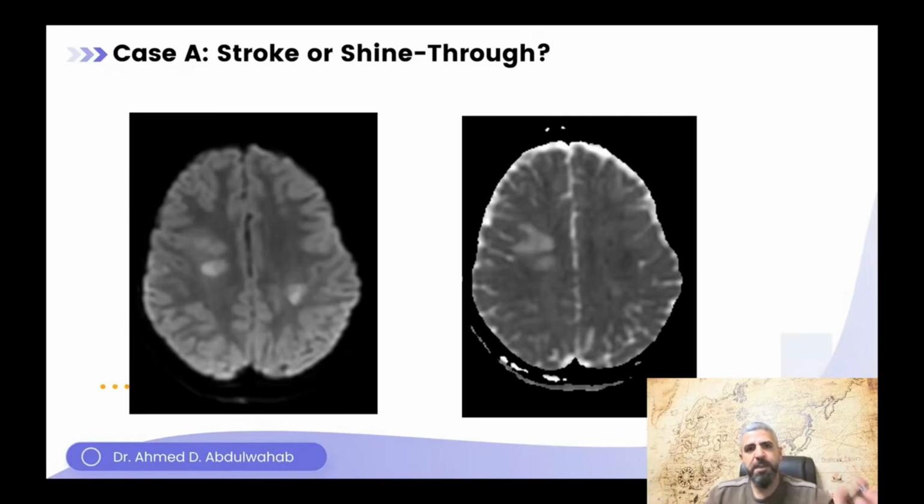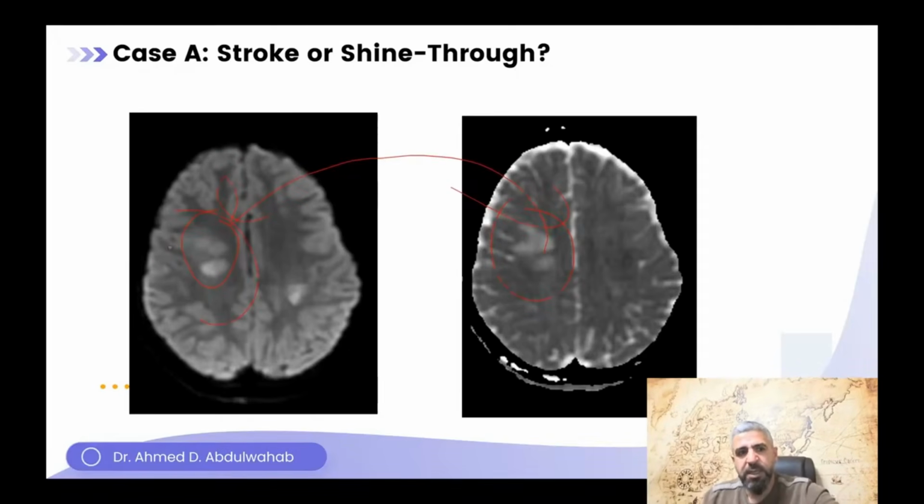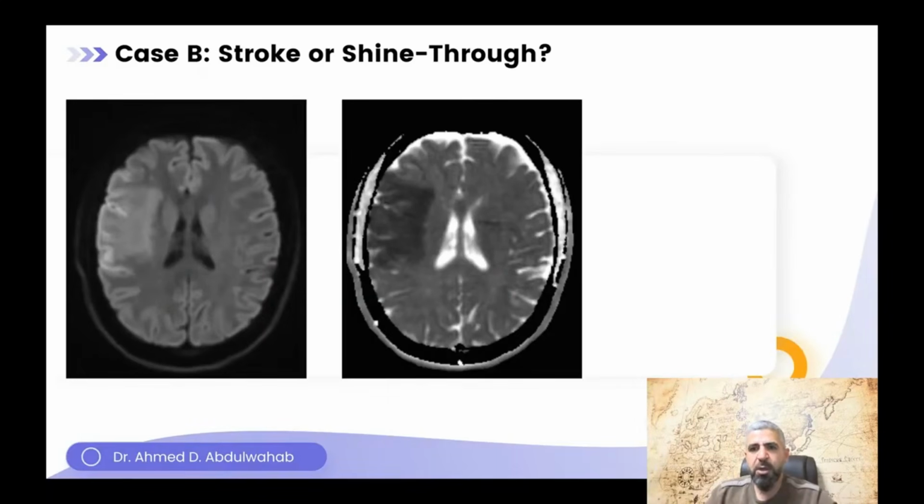Good job, my detectives. This is definitely a T2 shine-through artifact because it's hyperintense on diffusion and hyperintense on the ADC map. So this is a T2 shine-through artifact. Diffusion or artifact? This is a diffusion restriction. It's a real diffusion restriction, a real stroke. You can see it's hyperintense on diffusion and hypointense on the ADC map. So this is not an artifact, this is a true stroke.